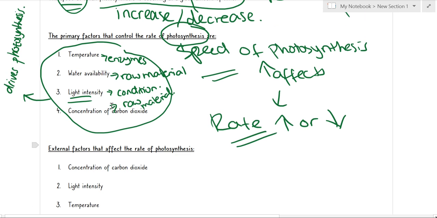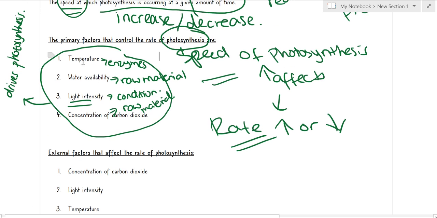Okay, so we talked about the primary factors here. There are four: temperature, water, light, and carbon dioxide. Water and carbon dioxide are raw materials. Light intensity is a condition. It is the energy, it's the drive for photosynthesis to happen. Temperature is also another condition that's important because of the enzymes. So enzymes rely on optimum temperature.